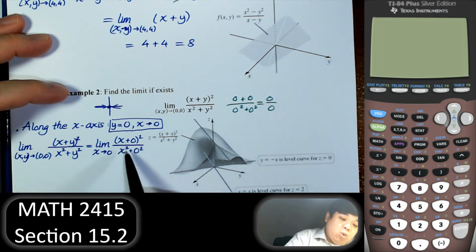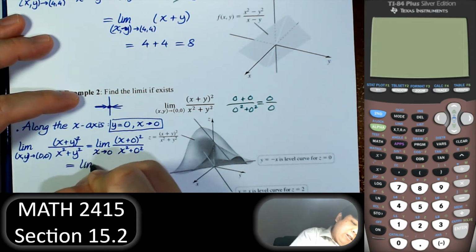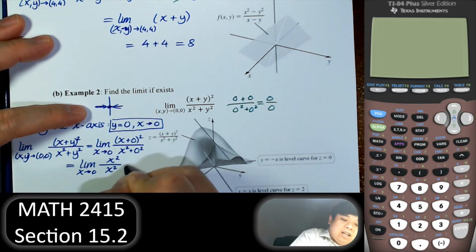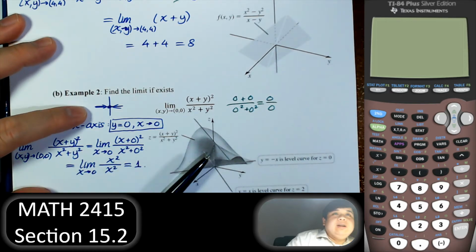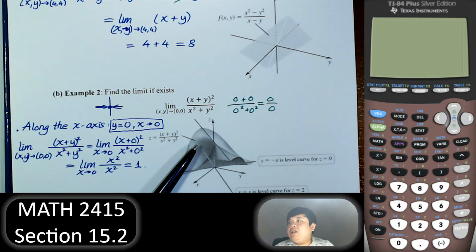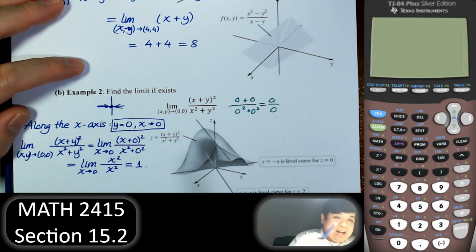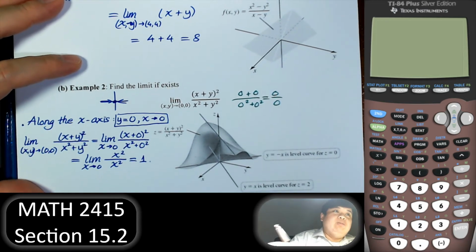Now, on the top we have x squared, the bottom we have x squared. Of course, that cancels out, we have 1. So, if we look at this along the x-axis, which is the one in red, the limit is equal to 1. Here's 1. Of course, if we do the same thing for the y-axis, we're going to get the same thing.